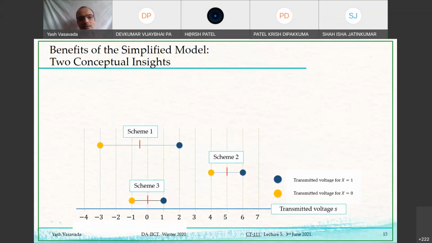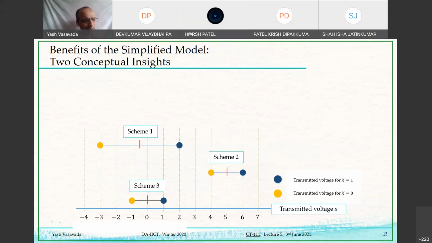Let us say somebody wants to define a modulation scheme where bit 0, which is in yellow, is transmitted using -3 volt, and bit 1 is transmitted using +2 volt. Somebody else says that I want to transmit bit 0 using 4 and bit 1 using 6 volt. And yet another scheme would be what we have already seen. This is the standard BPSK. Bit 0 is -1, bit 1 is +1.